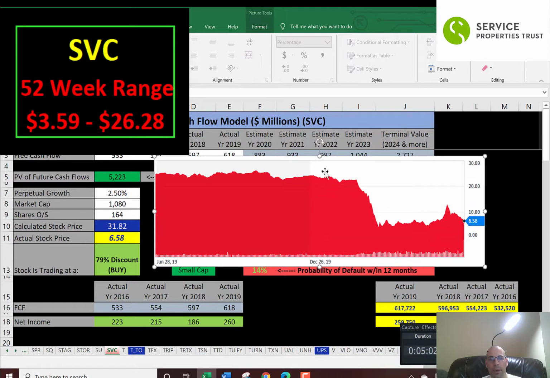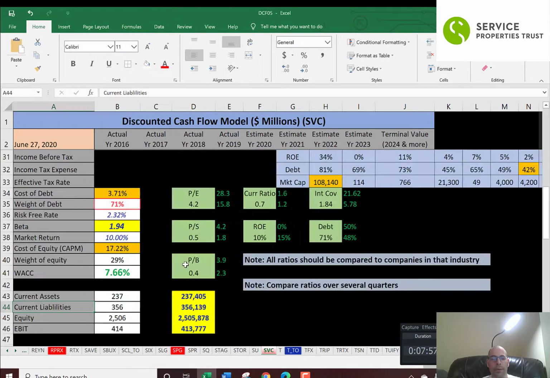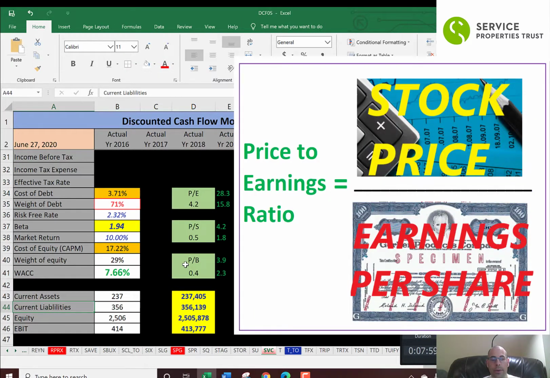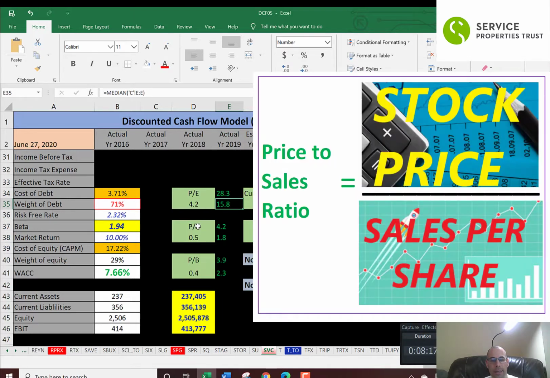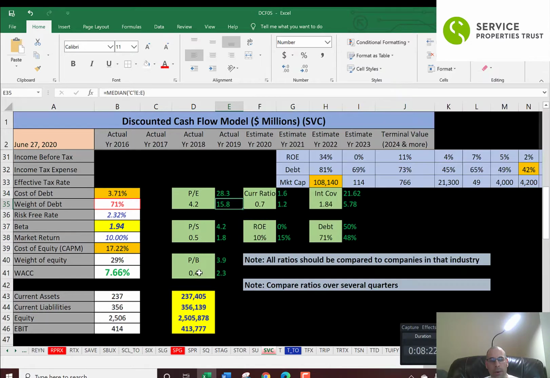Now, if you look at the historical stock price, it was trading in the mid-20s for a few years, and it dropped when coronavirus hit. A really good price to earnings ratio of 4.2, and that means investors are willing to pay $4 for $1 of earnings. Generally, a price to earnings of under 15 is a good value. And the average in the market is 28, and the median in the market is 15. They also have a really good price to sales ratio of 0.5. Price to book is really low at 0.4.